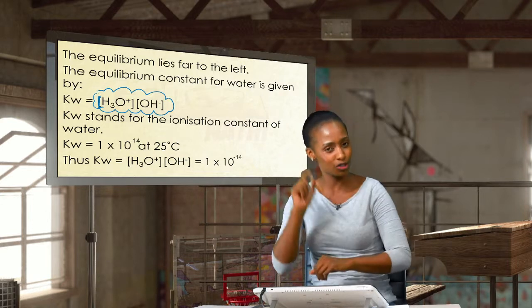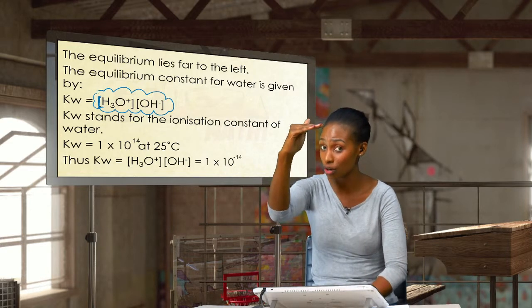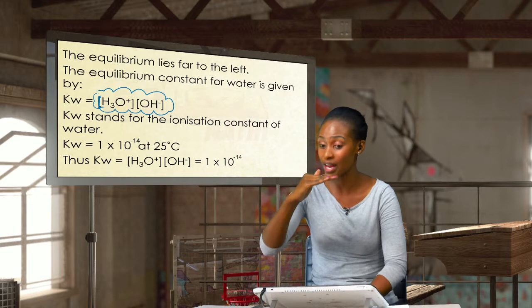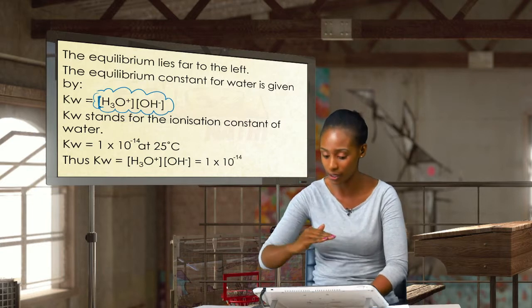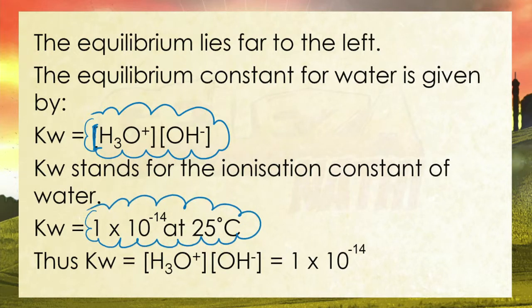I'm talking about the concentration of a hydroxide or a hydronium from this equation, and everything follows sequentially. And then the Kw stands for the ionization constant of water. And then we have to put it to 1 times 10 to the power of negative 14.